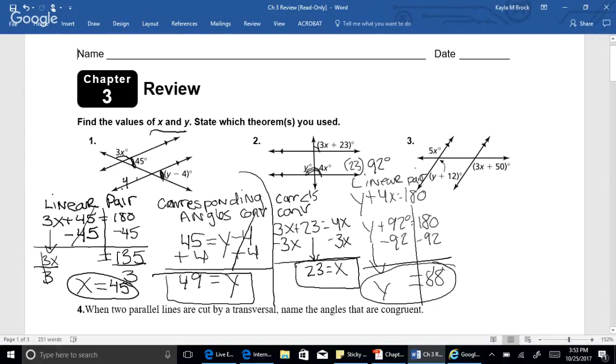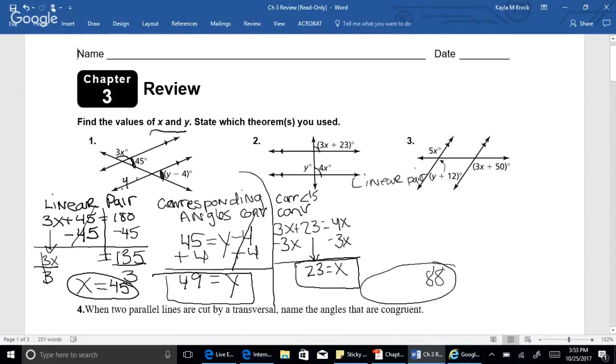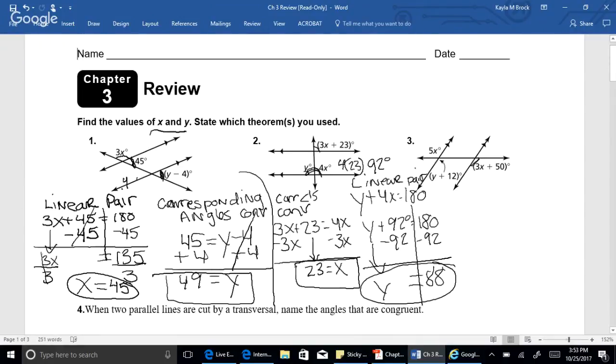Okay, now let's go ahead and look at question 3. Question 3, I see 5x and y plus 12. These are vertical angles, so they're going to be congruent. But because I have the x and the y in there, I'm not going to be able to solve for one variable. This angle right here is also in terms of x. So what I want to do is see if there's any special relationship between these two angles that have the x.